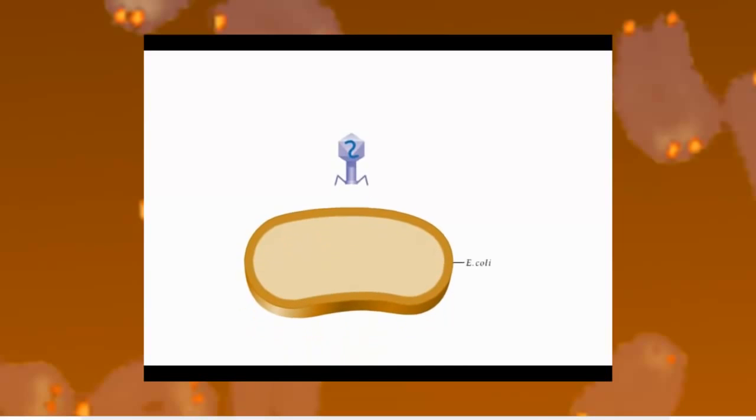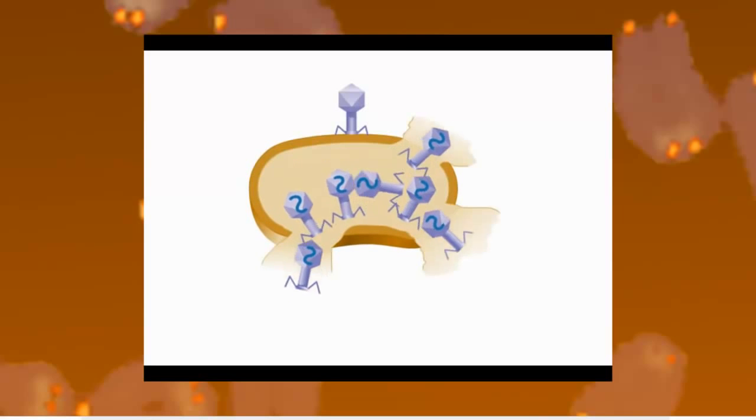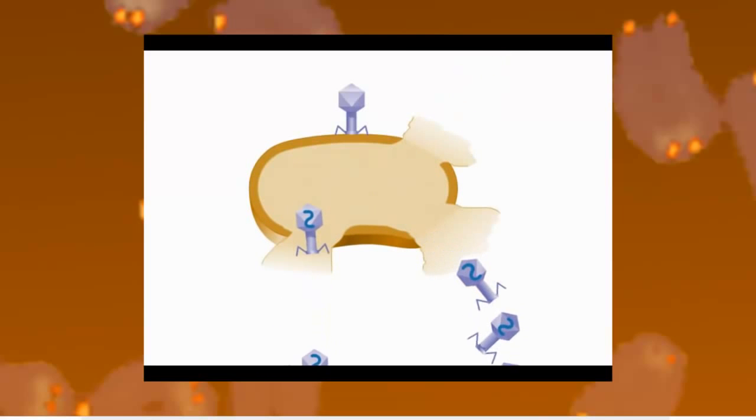When T2 comes in contact with E. coli, the phage attaches to the bacterium by its tail. Next, the phage injects genetic material into the cell. The genetic material directs bacterial enzymes to produce viral offspring. When the life cycle is complete, 100 to 200 progeny phages have been assembled inside each bacterium. The bacterium breaks open, or lyses, and the phages are released.